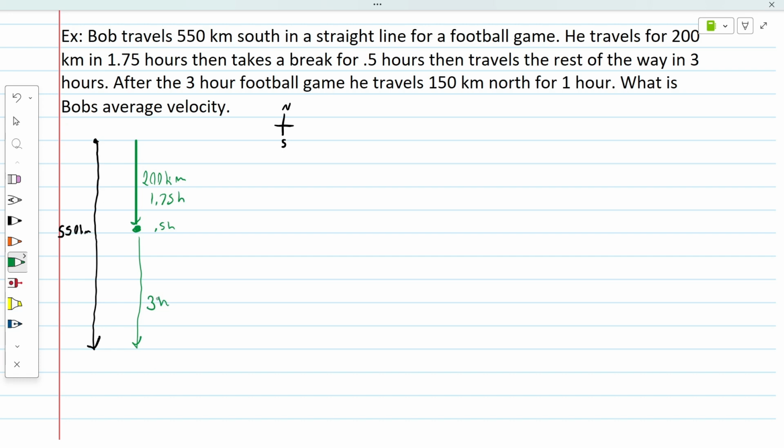Okay, and then the football game is 3 hours long, and then he travels up 150 kilometers in 1 hour. So cool. So this is our picture. We kind of get a better idea of what's actually happening.